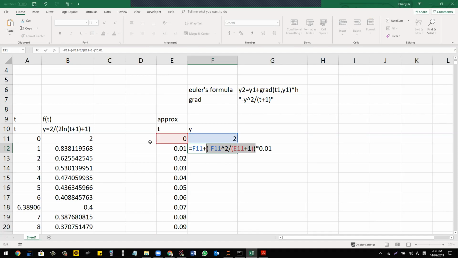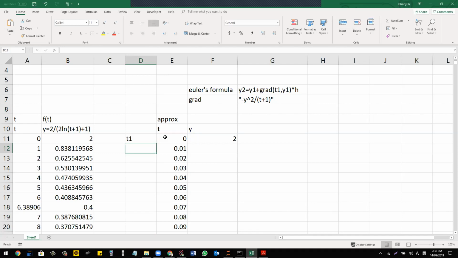So let me actually write, this is t1, and this is y1. That's t1, that's y1. This is t2, this is y2. So y2 is given by y1. Let's try again. So y2, that's what I'm trying to do, is y1 plus gradient. So the gradient will go into this bracket times by the step. The step is, in this case, 0.01. Or you can write this as that minus that.